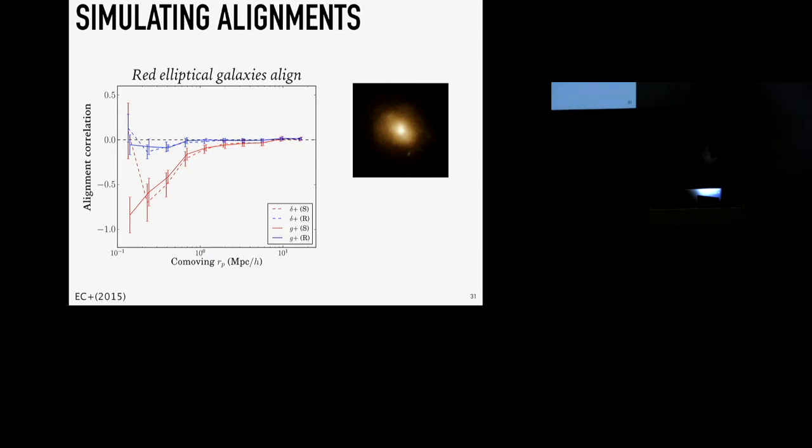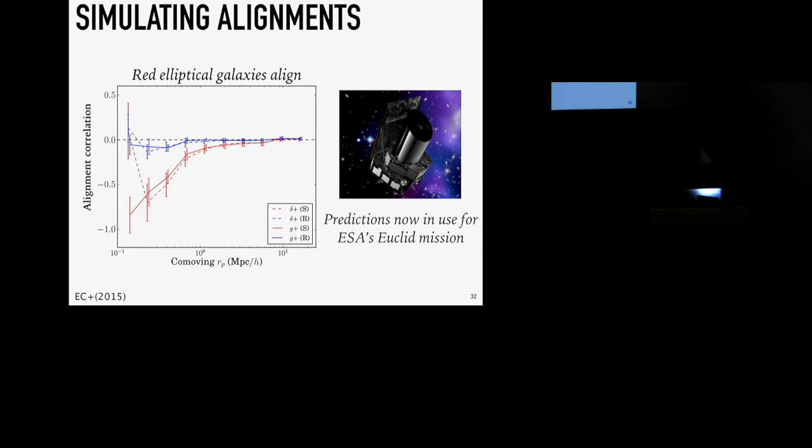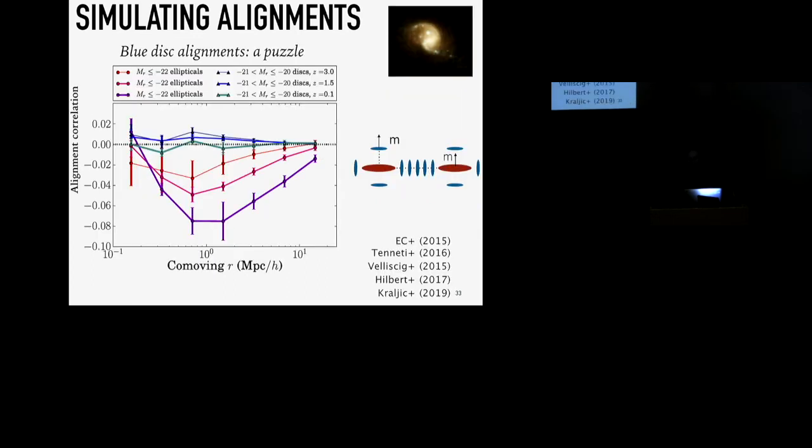We see that the red galaxies tend to align, and they do so in ways that are consistent with the observational constraints that we have today. So we were happy when we found that the simulations could be used to model these alignments. And now these predictions are being used to model the phenomenon for ESA's Euclid mission.